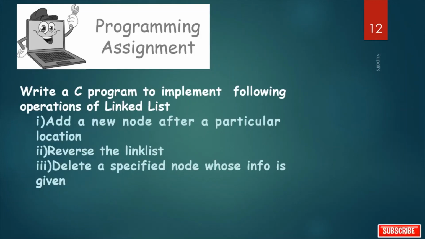These are your programming assignments. Write a C program to implement the following operations of linked list. First, add a new node after a particular location if the location is given by the user. Then reverse the linked list. And third one is delete a specified node whose info is given by the user.